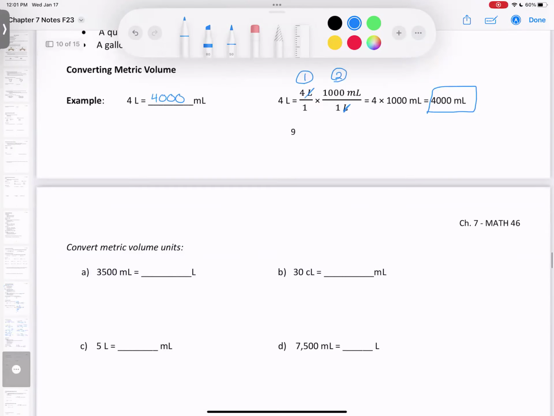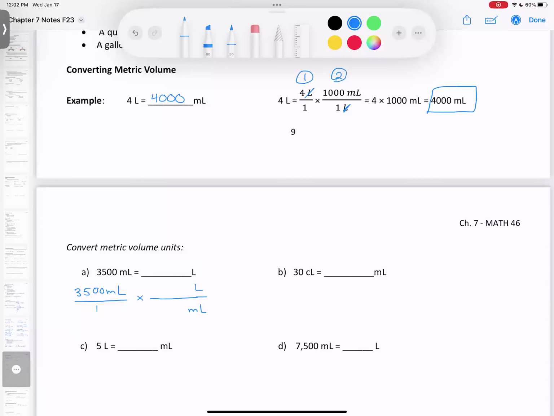Okay, let's try a few together. So we have 3,500 milliliters. This time we're converting to liters. Okay, so step 1, we're going to write that over 1. Step 2, we need to decide on a conversion factor. So here we want milliliters on the bottom so that they'll cancel out, and we want our answer to be left in liters. So let's go look at our formula sheet.